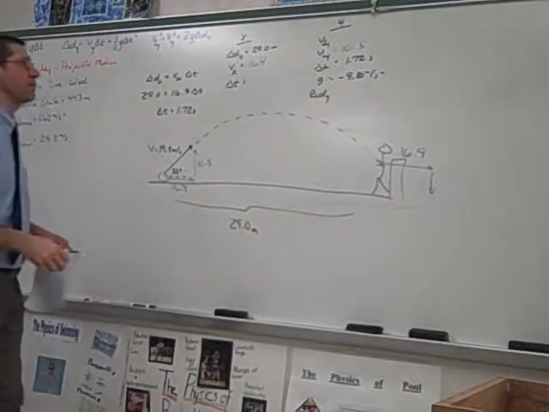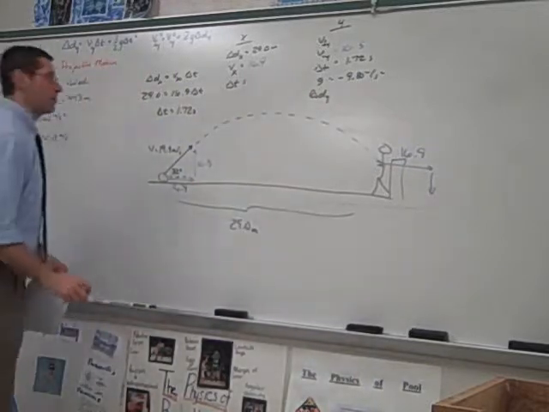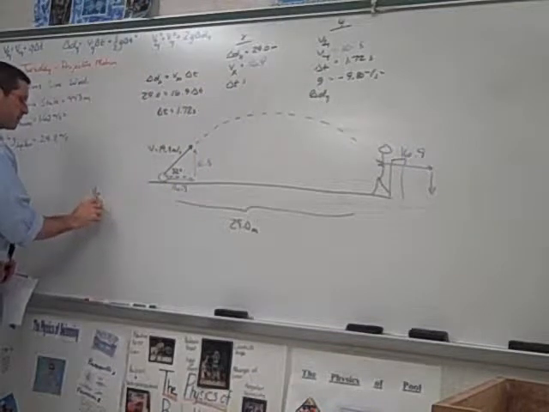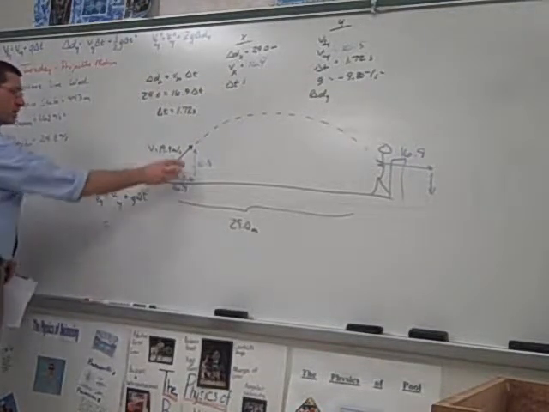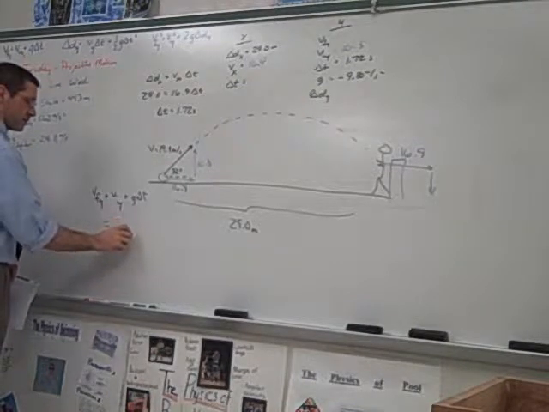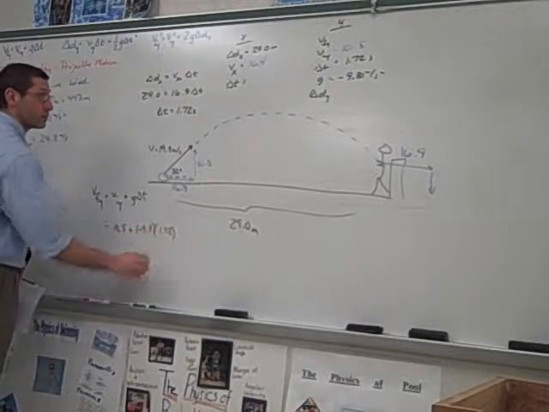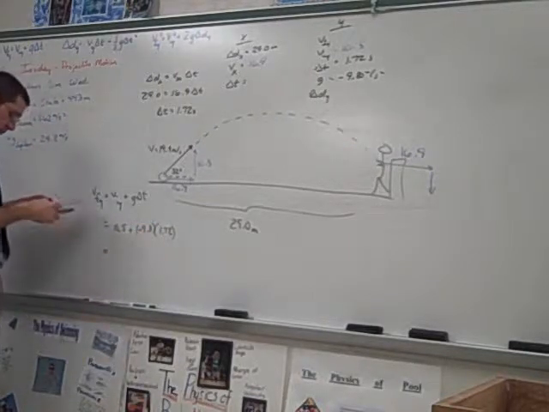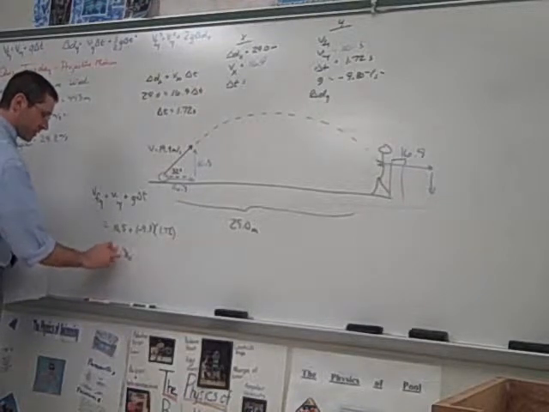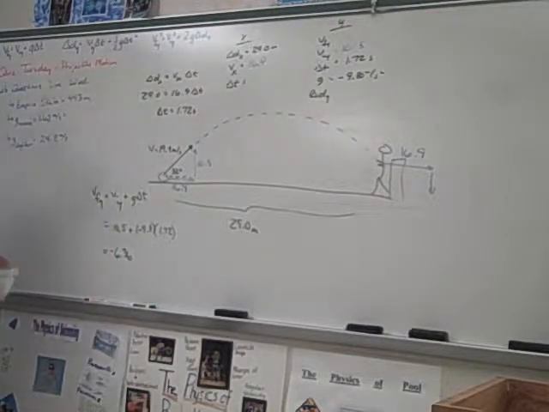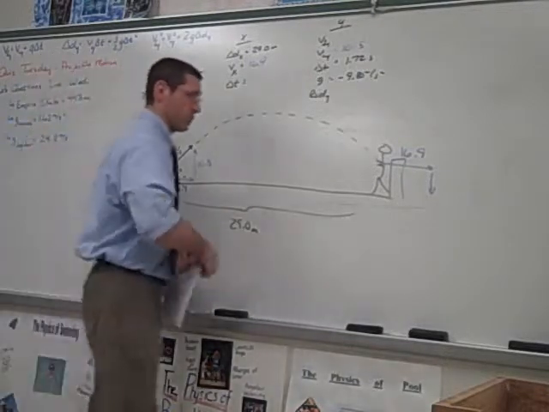So we can calculate Vfy now with the variables we have. So Vfy, using our first equation, we got Viy of 10.5, and we know the time, 1.72. So we get a Vfy of 6.36. Now it's negative. And so this is 6.36 here.